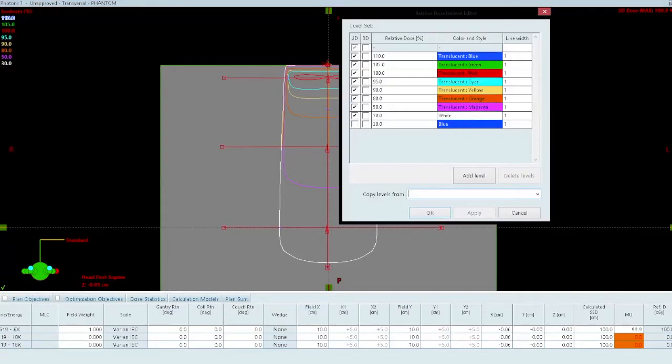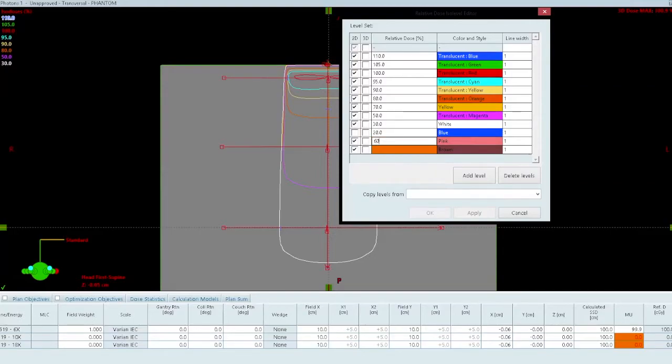In the treatment planning system, I can add a few levels in here, and let me add 70, 60, we already have 50, let me put 40 in.